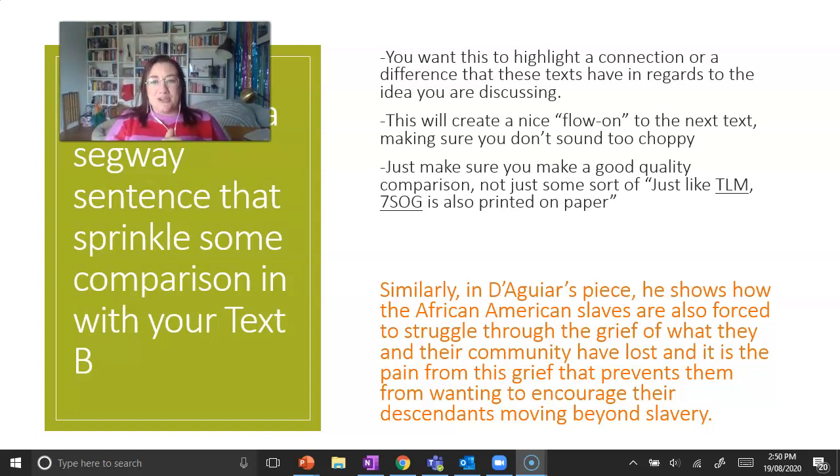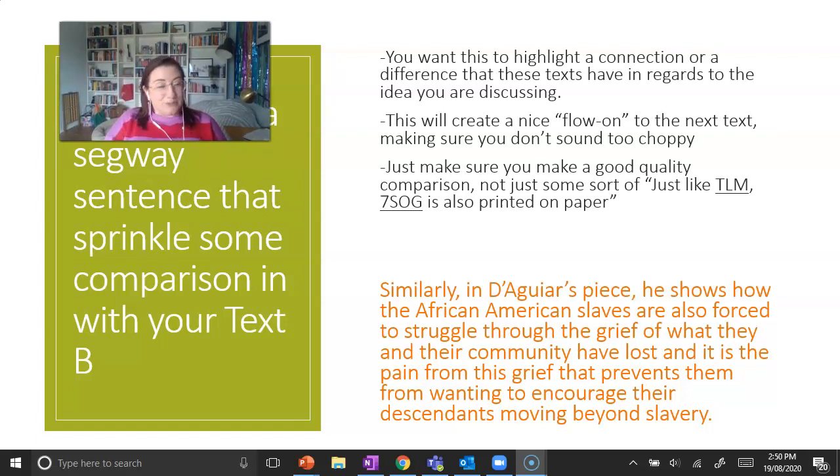Just make sure that you make a good quality comparison, not just like, The Longest Memory, 7 Stages of Grieving is also printed on paper. You want it to be something that is actually a meaningful comparison. So here's my example of a segue.